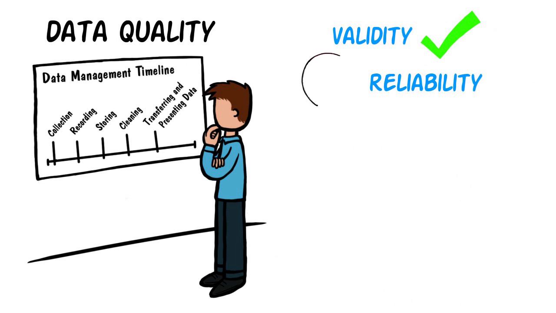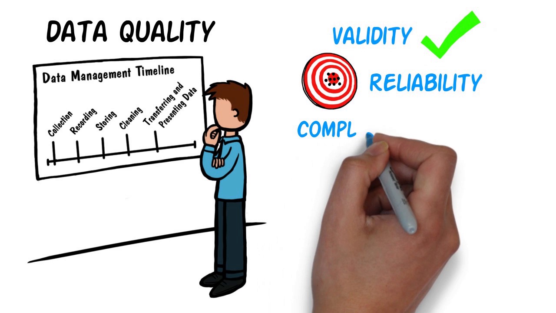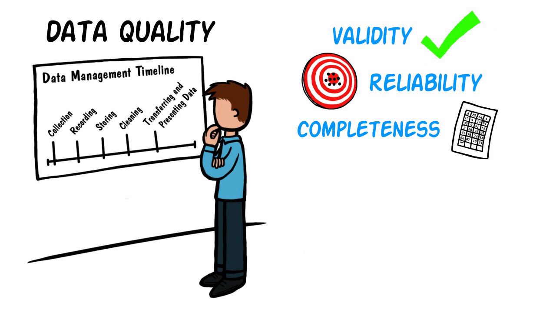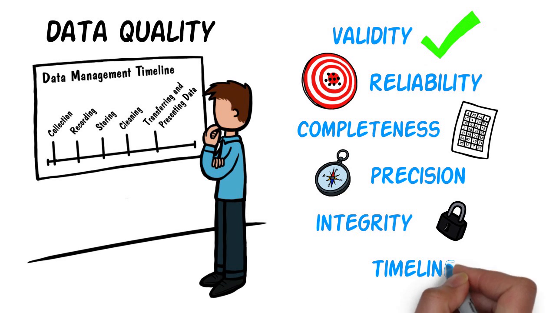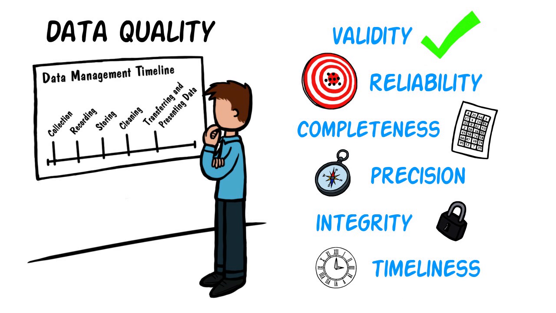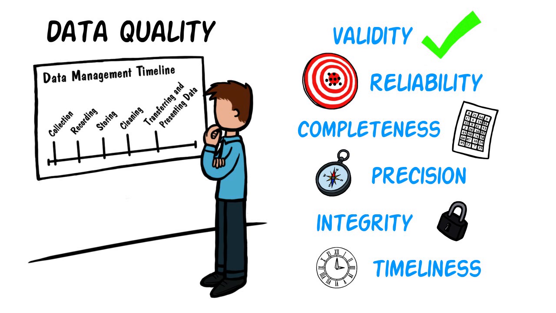Reliability. Are the data measured and collected consistently? And will the results be the same when measurements are repeated? Completeness. Are the data sufficiently free of gaps? Precision. Is there enough detail and specificity? Integrity. Are the data protected from deliberate bias or manipulation? Timeliness. Are the data up to date and available on time? Mistakes in data collection can lead to unusable data or invalid findings, and can mislead decision-makers.